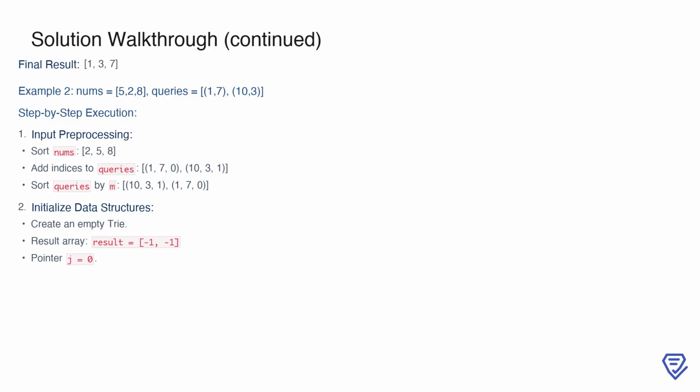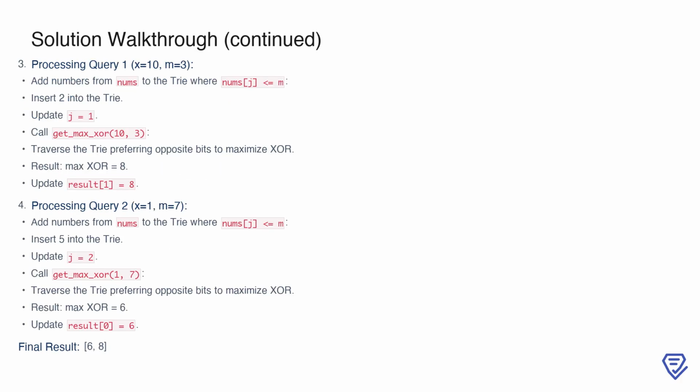Now, let's look at another example. For nums equals 5, 2, 8, and queries equals [1, 7], [10, 3], the first step is to pre-process the input. We sort the nums array to get 2, 5, 8. Then, we augment the queries with their indices, resulting in queries equals [1, 7, 0], [10, 3, 1]. Sorting the queries based on m gives us queries equals [10, 3, 1], [1, 7, 0]. We initialize an empty tree, the result array result equals -1, -1, and set the pointer j equals 0.